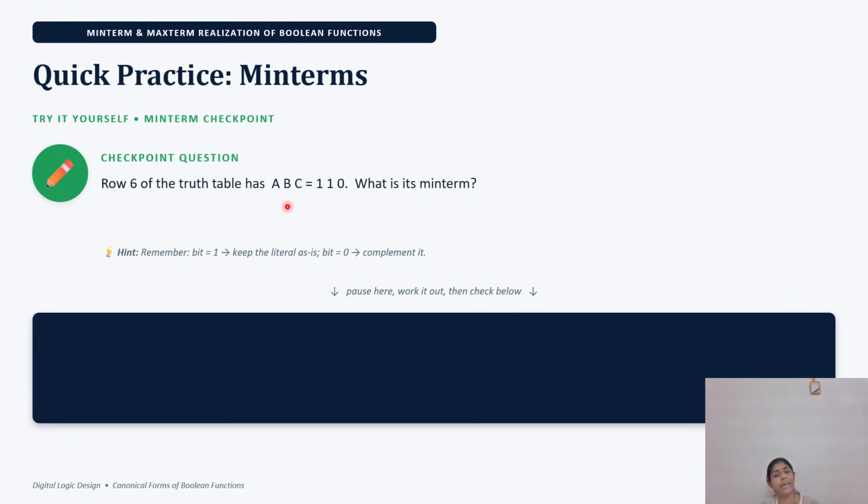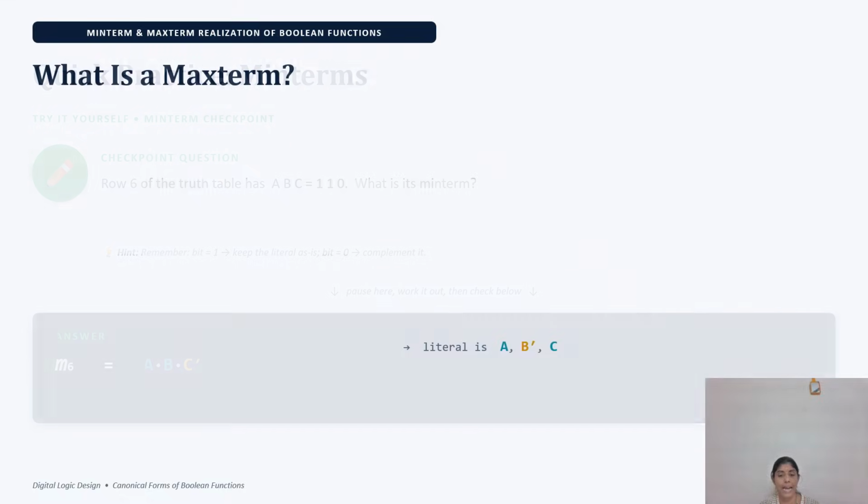Okay. What will be the answer? It will be A dot B dot C dash. What is the result? It will be M6.